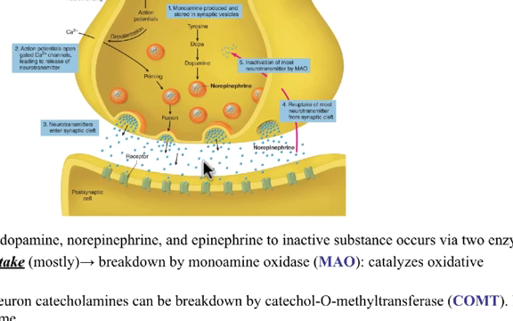Catechol O-methyltransferase is not found inside the presynaptic neuron, but is found in the synaptic cleft and so many other areas. For instance, you can find it in the liver, in the blood circulation, in the smooth muscle, and also in the kidney.